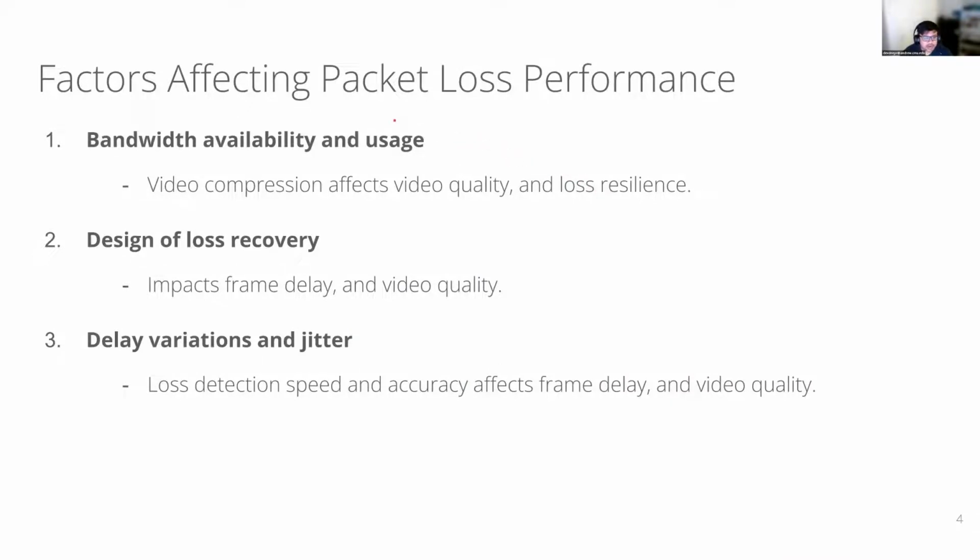There are various factors that affect how an application performs under packet loss. First is how much bandwidth is available and how the bandwidth is being used. For example, a particular video compression scheme can have a different effect on video quality and loss resilience. The loss recovery technique also affects the performance of the application under packet loss. For example, specific loss recovery techniques may have different impact on the frame delay and different impact on the video quality. The delay variations and jitter that can be seen on the internet also affect packet loss performance. This is primarily because it affects how packet loss is detected and how quickly you can detect packet loss when it occurs.